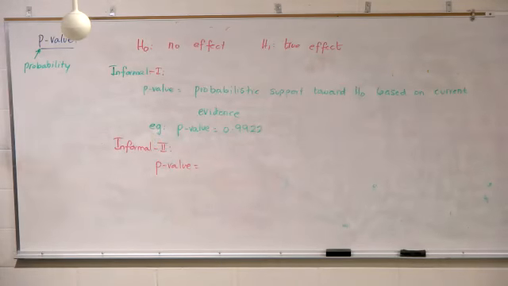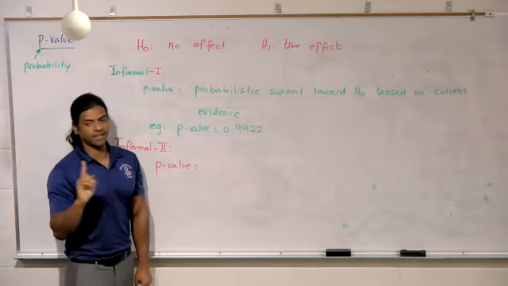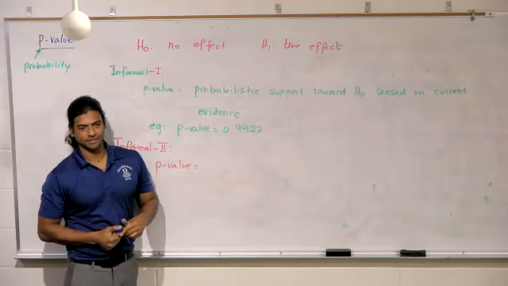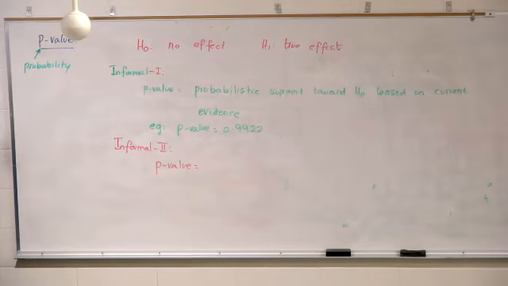The second definition: we know what a type 1 error is from last time. What is a type 1 error? You can look at your notes. It's the alpha. But what does it mean?